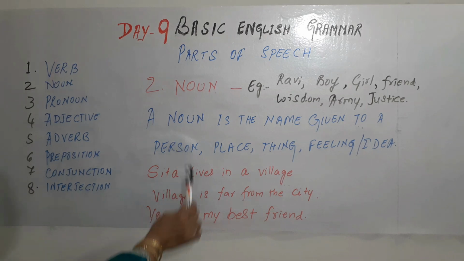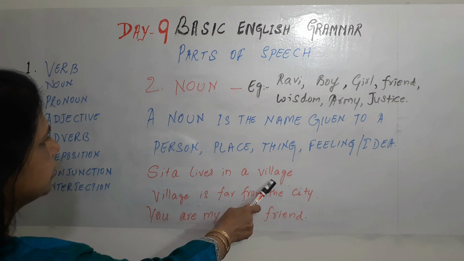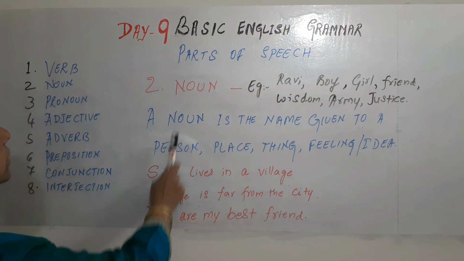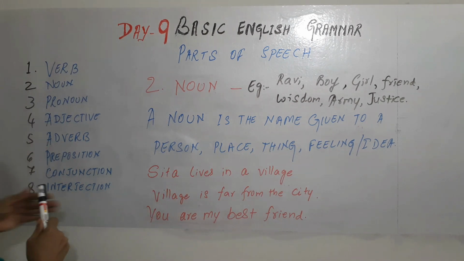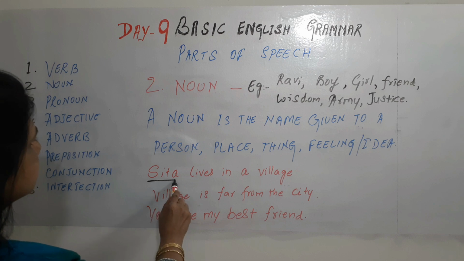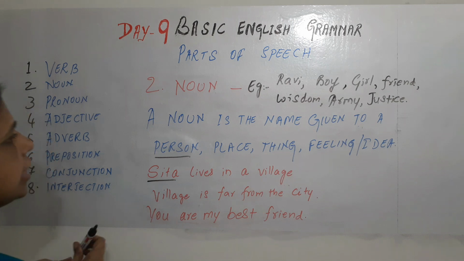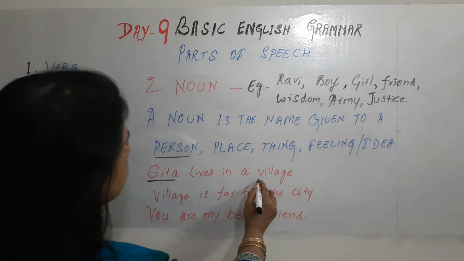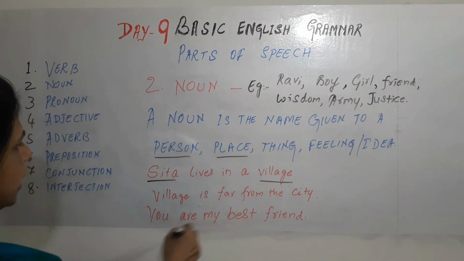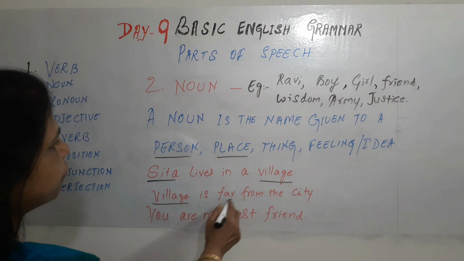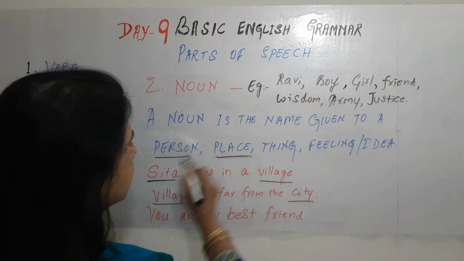So dear friends, let us understand with a sentence. Sita lives in a village. In this, Sita is a noun because it's the name given to a person. So we can underline this. Sita lives in a village. Even the village is the name given to a place. Again, village. Village is far from the city. City also is the name given to a place.